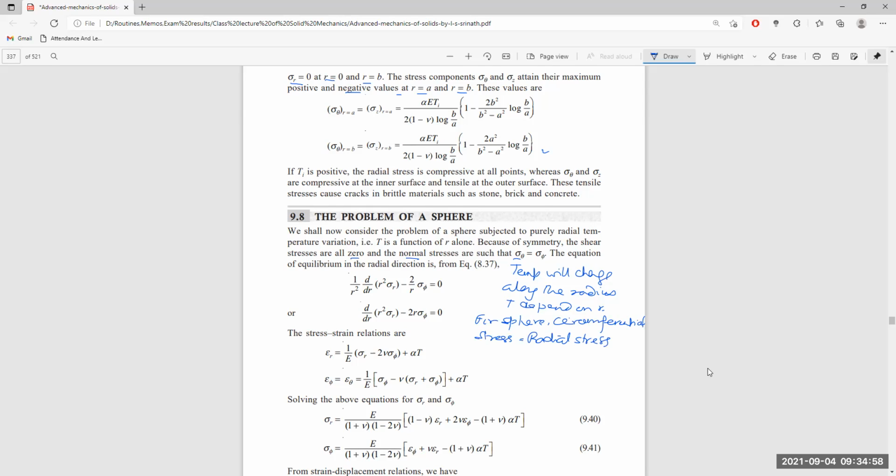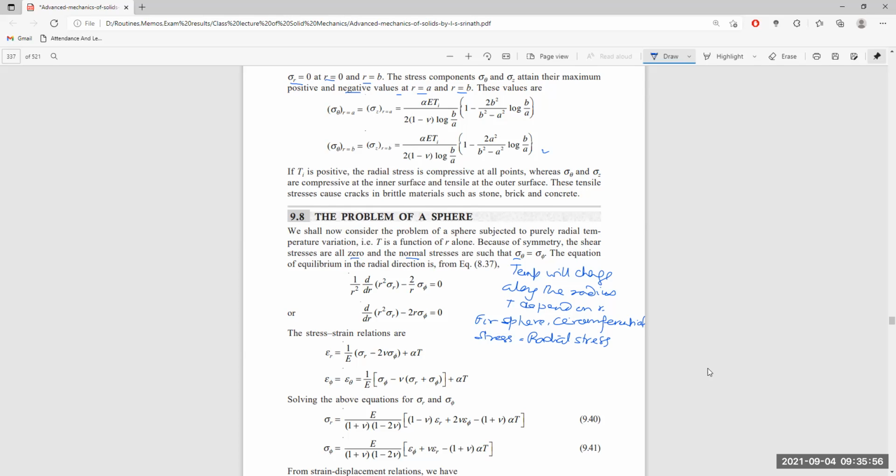Now, the equation of equilibrium in the radial direction is, as we already have, 1 by r squared d by dr of r squared sigma r, minus 1 by r into sigma theta plus sigma phi, equal to zero. The stress-strain relations are epsilon r equal to 1 by E, sigma r minus 2 nu sigma theta, plus alpha T, and epsilon theta equal to epsilon phi equal to 1 by E, sigma theta minus nu into sigma r plus sigma phi, plus alpha T. So radial strain depends on the radial stress as well as on the circumferential stress, which may be the same, but their effect will always exist.